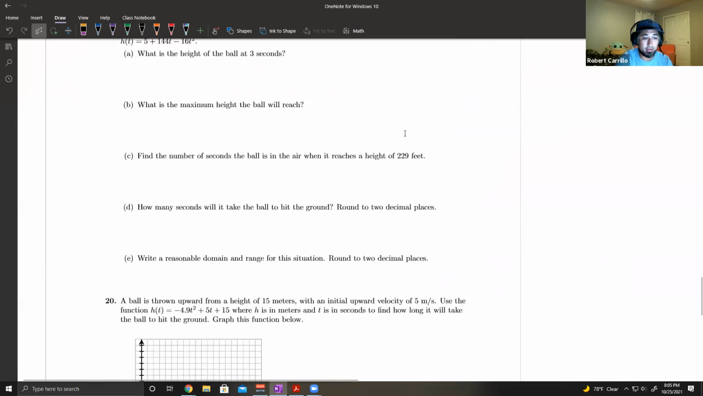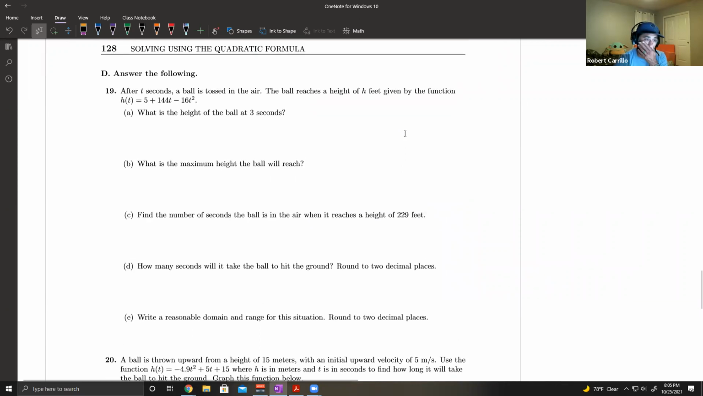All right. Now the fun stuff. Number 19. After t seconds, a ball is tossed in the air. The ball reaches a height of h feet given by the function h of t equals 5 plus 144t minus 16t squared. So t is given as time, in seconds. In part A, it says, what is the height of the ball at 3 seconds? So this means all we have to do is plug 3 in for what variable? T. Good.